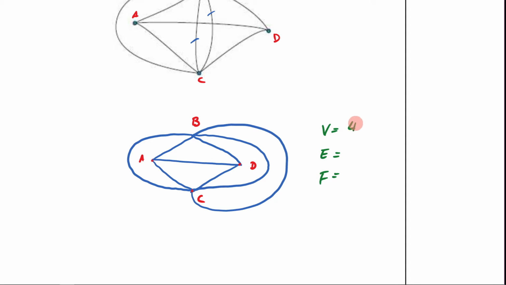Well, I've got 4 vertices. How many edges do I have? My goodness, I've got 1, 2, 3, 4, 5, 6, 7, 8. I have 8 edges. How many faces do I have? 1, 2, 3, 4, 5, and then the outside one is 6. So remember that outside one is 6.